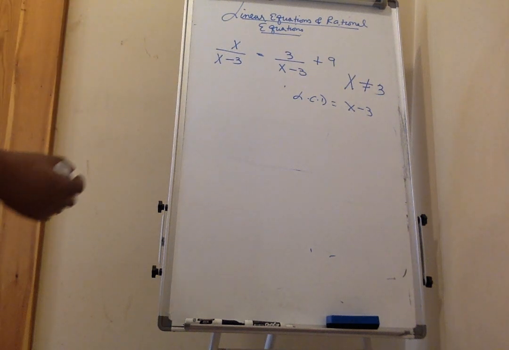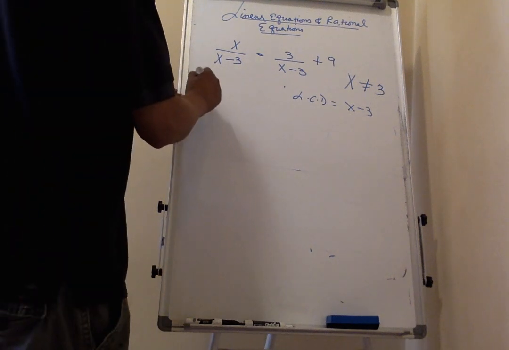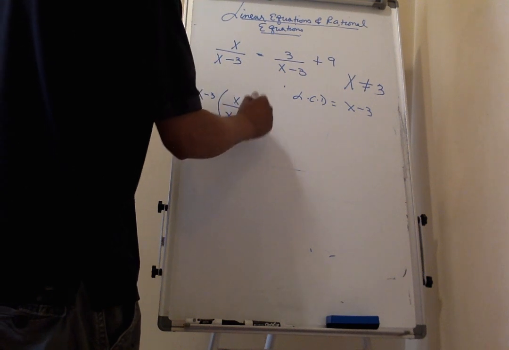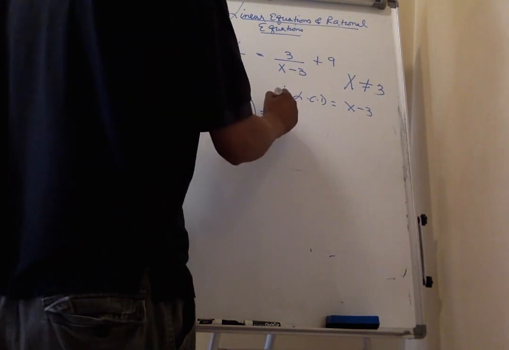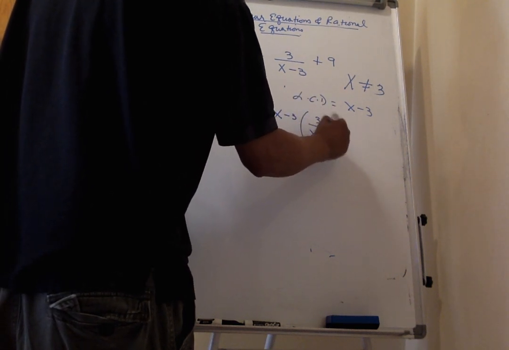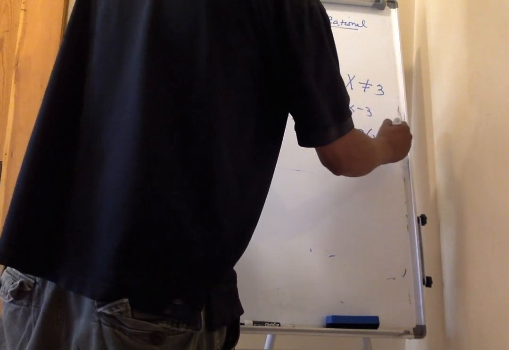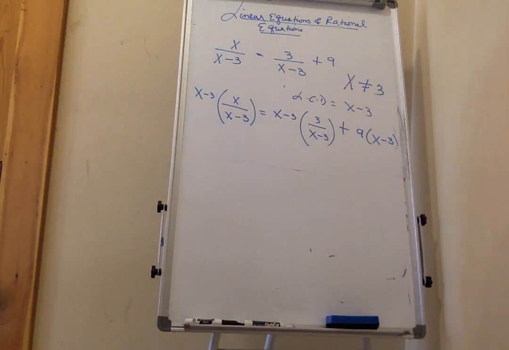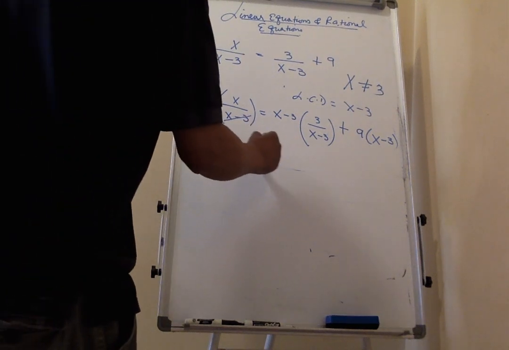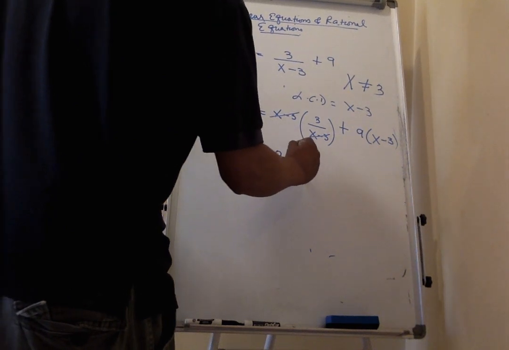Do the same thing that we did earlier. Multiply each term by the least common denominator, which is x minus 3. So do x minus 3 times x over x minus 3 is equal to x minus 3 times 3 over x minus 3 plus 9 times x minus 3. Okay? Now, the x minus 3 and the x minus 3 cancel out. We have x. x minus 3 and x minus 3 cancel out. We only have 3 plus.